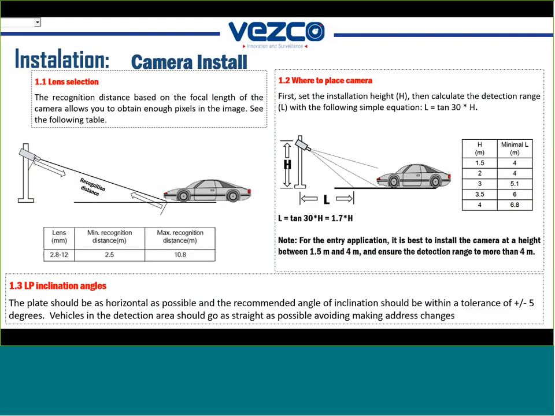All right, so how to install the camera. For camera install, the first part is lens selection. As I said, this camera comes with a standard 2.8 to 12 millimeter. Depending on the project, we'll be able to customize specific lens sizes for the customer. But in general, it's 2.8 to 12 millimeters. It gives us a minimum reading distance of 2.5 meters and a maximum reading distance of 10.8 meters.